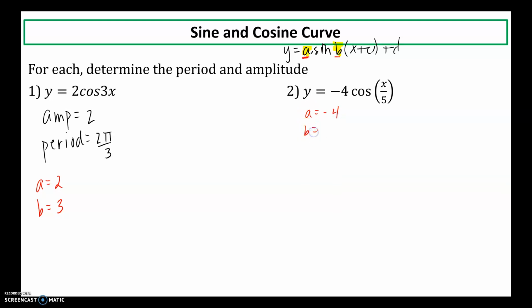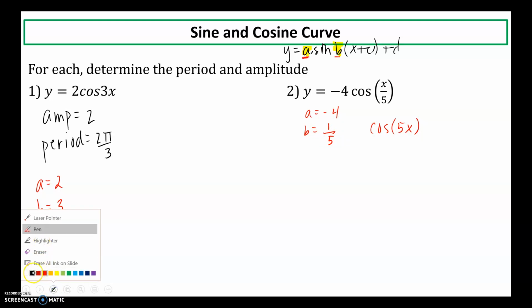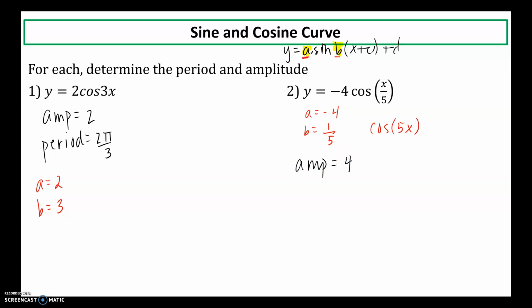My B value here, don't let this confuse you, please. Dividing by 5 is the same as multiplying by 1/5. If B was going to be equal to 5, then the equation would look like this, cosine of 5x. Okay, so dividing by 5 is the same as multiplying by 1/5. All right, so my amplitude, absolute value of negative 4 is positive 4.